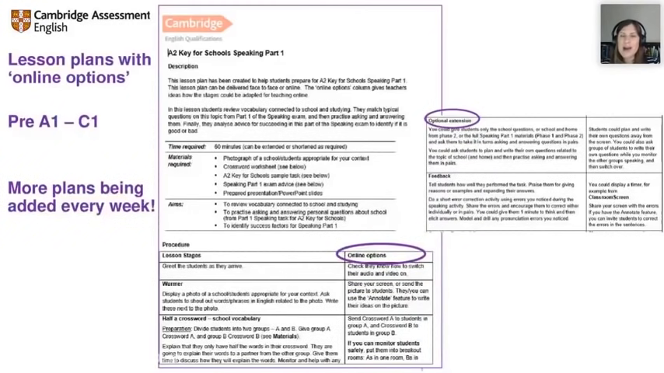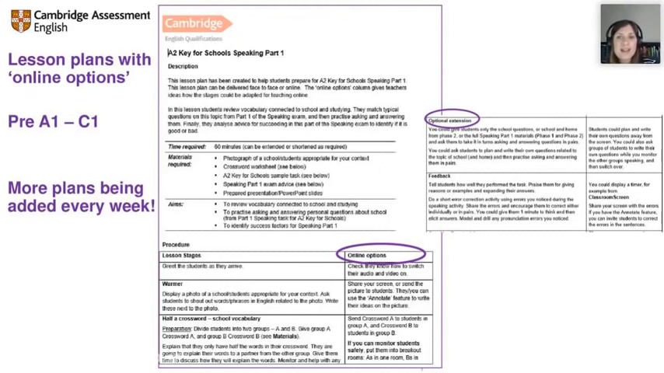So I talked about lesson plans. So these lesson plans have been created by Cambridge Assessment English, and these lesson plans have been created specifically to help teachers teaching online. So I'm showing you an example here. Like our regular lesson plans, you have a description, the materials required, and the procedure. So the step-by-step procedure that you would do in your classroom.